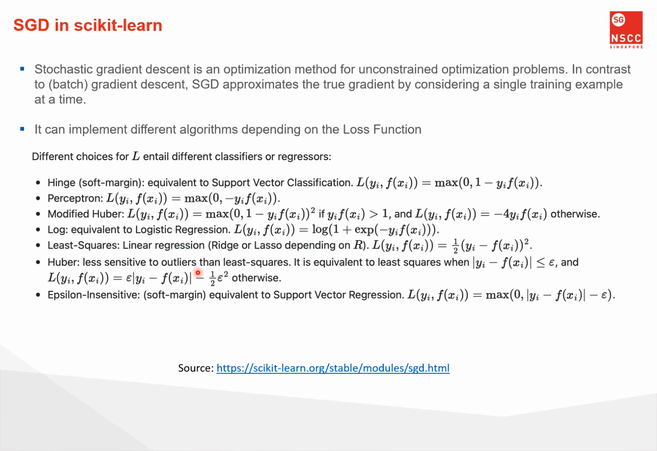If you use Huber, it's slightly less sensitive to outliers than least squares, where it implements the same kind of linear regression, but is less sensitive to outliers. And lastly, we can have a soft margin. It's basically a support vector machine with some regularization factor placed in. So this gives it the flexibility. By modifying the loss function, we can implement different algorithms with incremental learning using SGD.